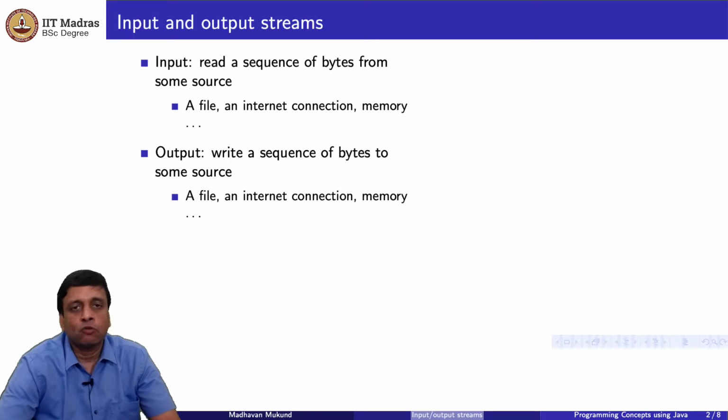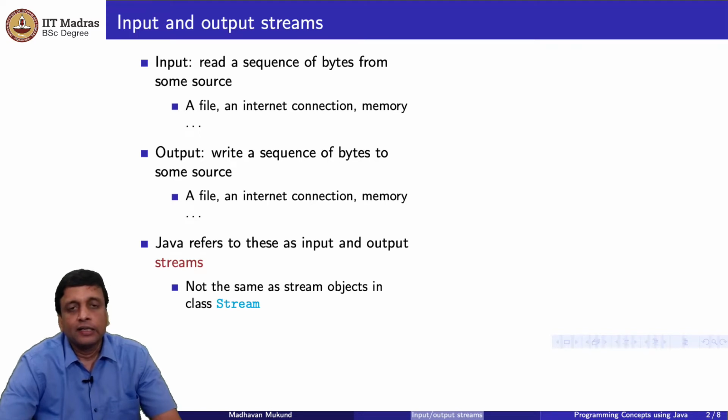You have something which is outside your program, which is feeding you a sequence of data, and in a raw form, the sequence of data is a sequence of bytes. And symmetrically, you might want to write, right? So you might want to send out data to a file or to an internet connection or to a block of memory or onto just the screen, for example. So Java refers to this process of reading and writing sequences of bytes as input and output streams.